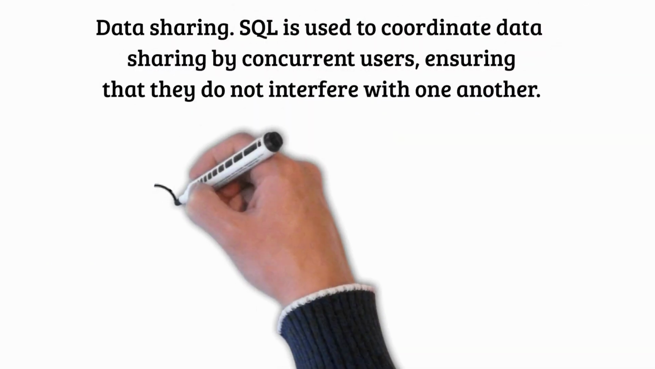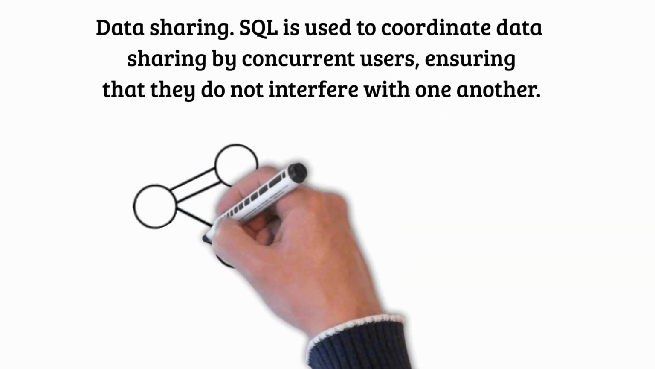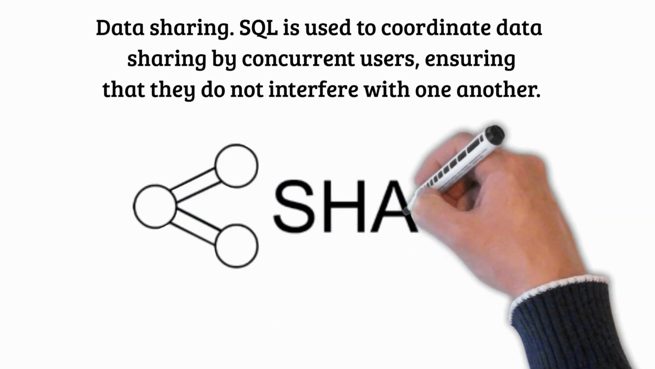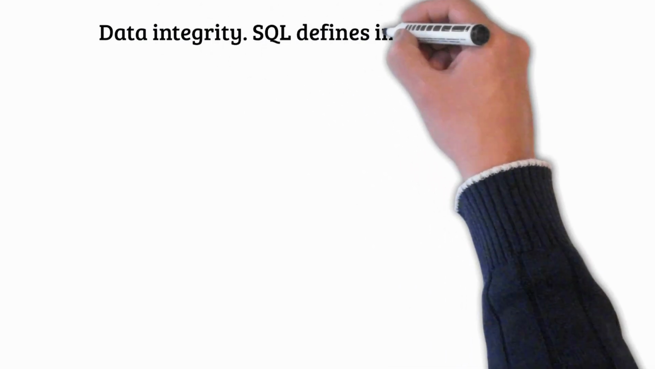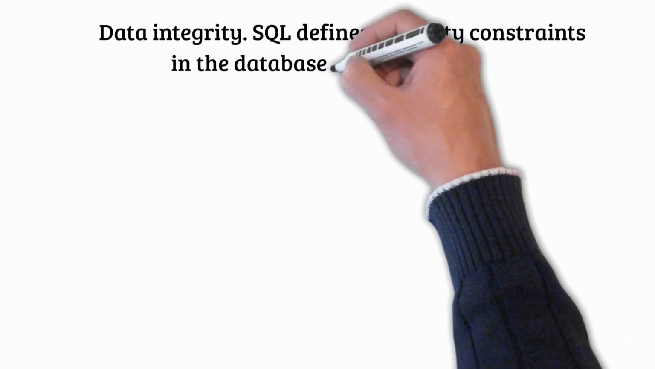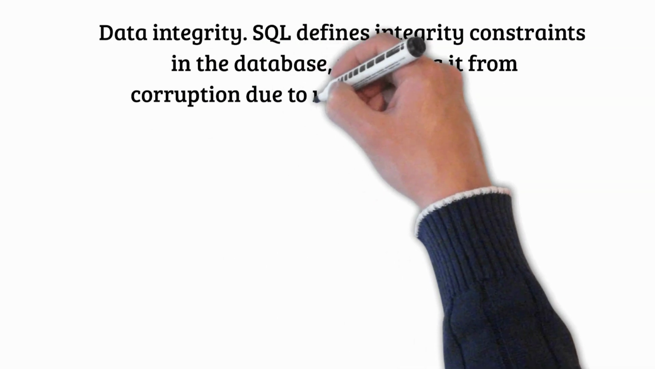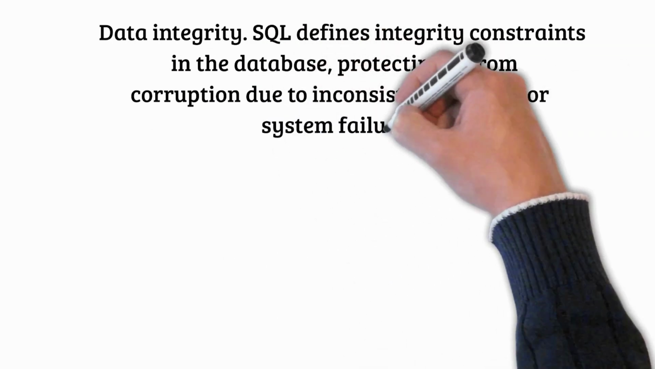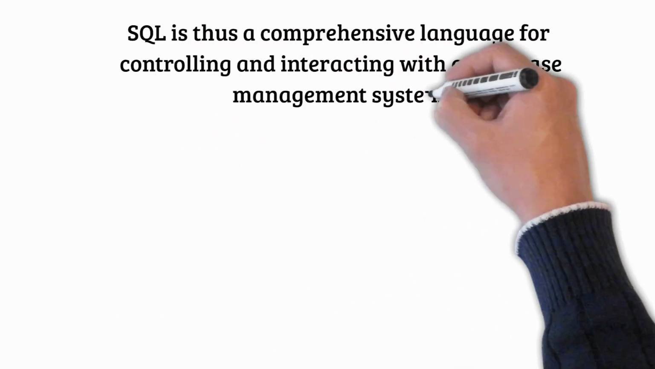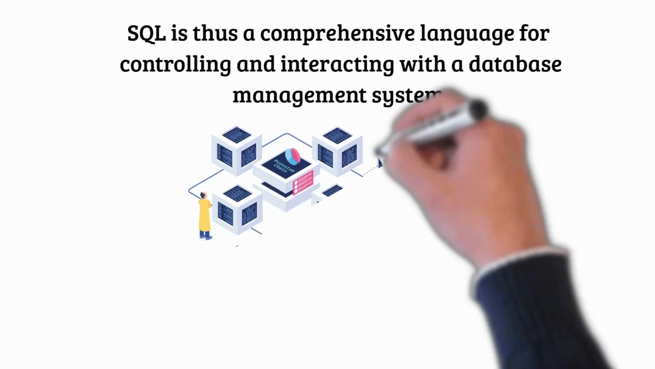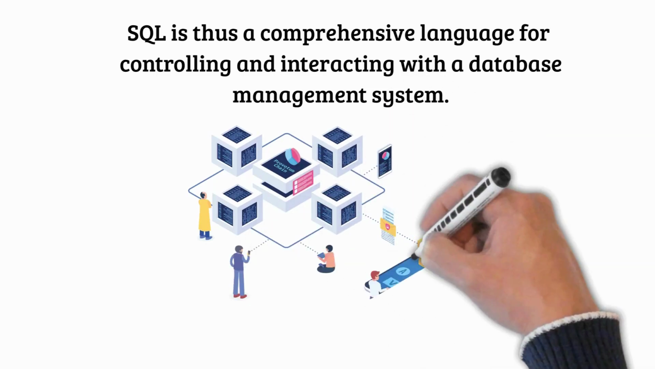Data sharing. SQL is used to coordinate data sharing by concurrent users, ensuring that they do not interfere with one another. Data integrity. SQL defines integrity constraints in the database, protecting it from corruption due to inconsistent updates or system failures. SQL is thus a comprehensive language for controlling and interacting with a database management system.